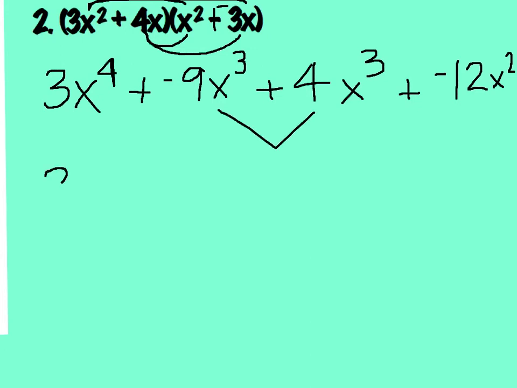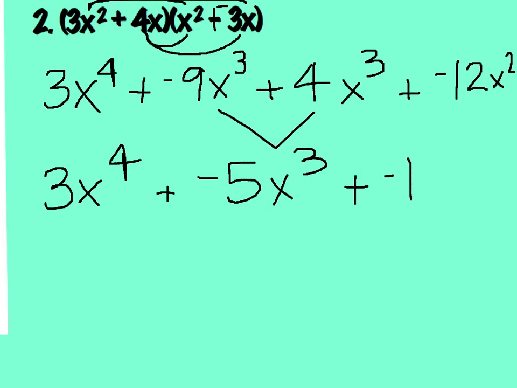So I get 3x to the fourth plus negative 5x cubed plus negative 12x squared. And again, double check, am I in standard form? My degrees go 4, 3, 2, which is good. I'm in descending order. And it looks like all my like terms are combined.